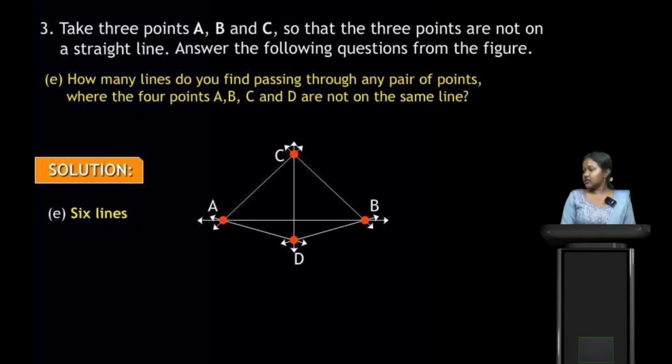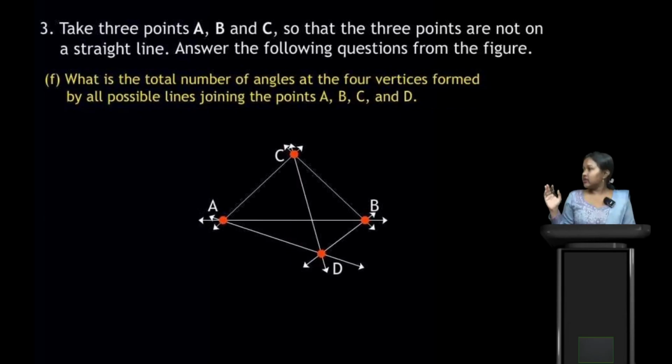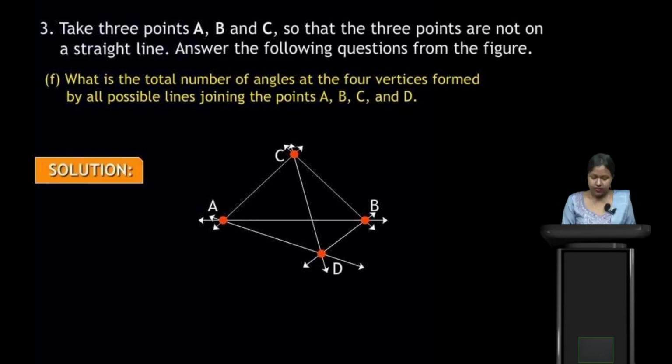Very good. Okay, now the next question is what is the total number of angles at the 4 vertices formed by all possible lines joining the points A, B, C and D. So how many are there? Can you tell the answer?